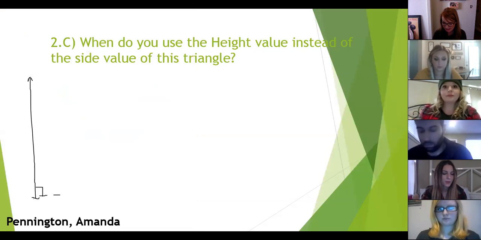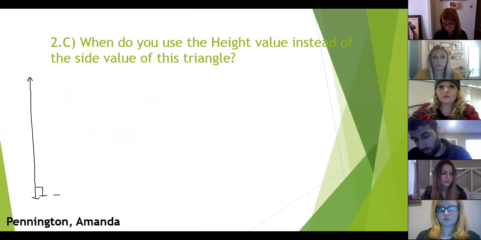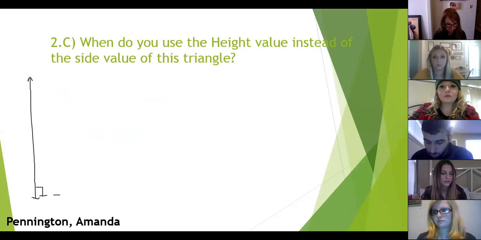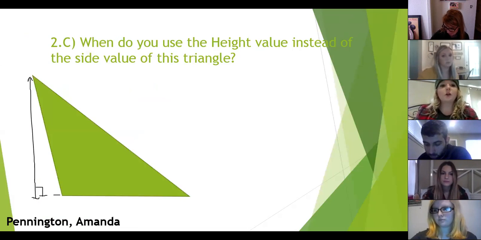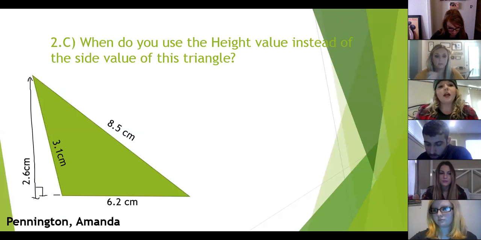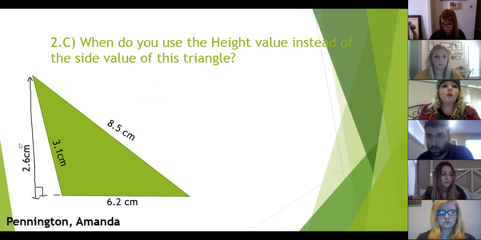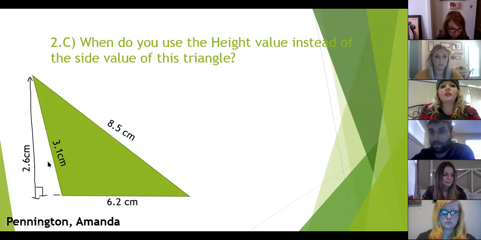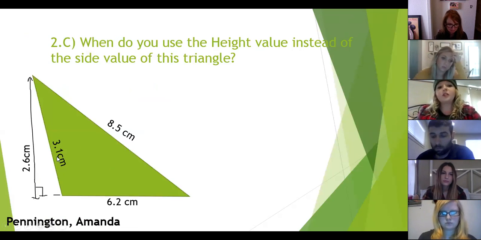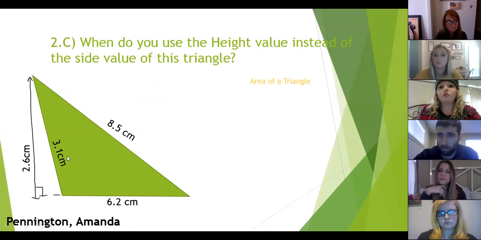Amanda, what do you use for the height value instead of the side value in a triangle? That's a good question. So in this figure, we see that this triangle looks very particular because we see the length of this side, the 3.1 centimeters, and then we see this big line that says 2.6 centimeters. And that line is the height. And the 3.1 is the length of that side of the triangle.